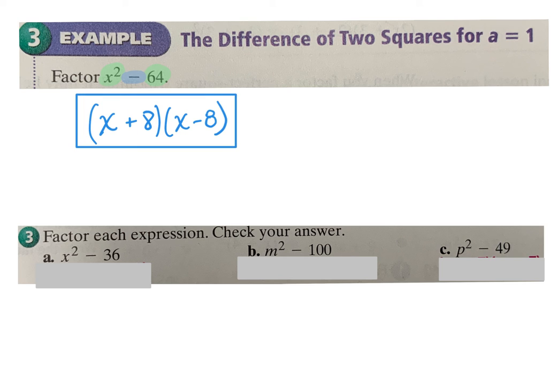These are very simple, but you do have to remember them because basically it's x squared plus 0x minus 64. And so if you don't remember this is a special case, you typically will not factor it correctly. So go ahead and try those three. Difference of two squares.